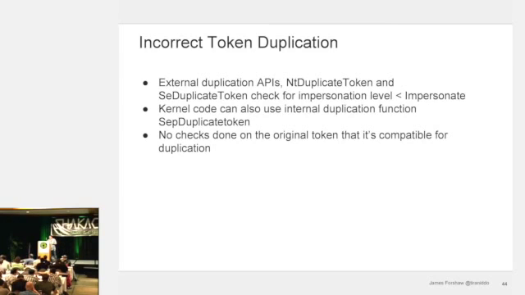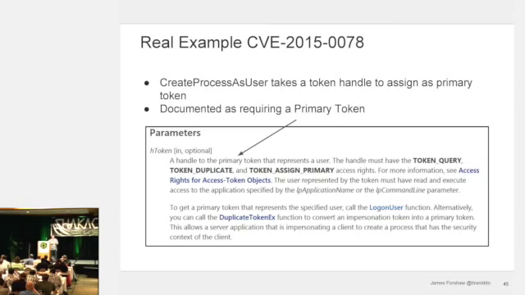So in this case, a real example was this one. When you create a new process, you have a mechanism to assign a primary token to it. Now again, that would be a risky maneuver to just allow anybody to do that. But one of the things which is supposed to prevent this is that it's hard to get a primary token if you do not have a full impersonation token. So it's supposed to require a primary token to be assigned to the process. And all you need, as it says there, is token query, token duplicate, and token assign primary access rights.